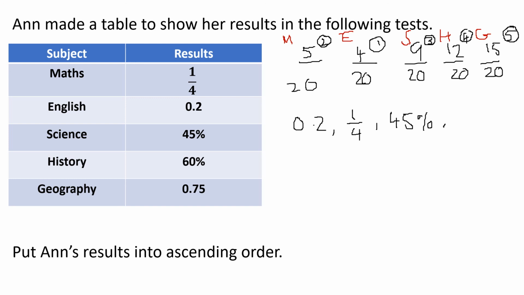Fourth in the list was history with 60%. And our final one was geography, which was 0.75. So there we go. We've written Anne's results in ascending order, so from smallest to biggest, and we've made sure that we have written the answers in the form that came in the question. We have looked at fractions, decimals and percentages. And that is the end of today's video.